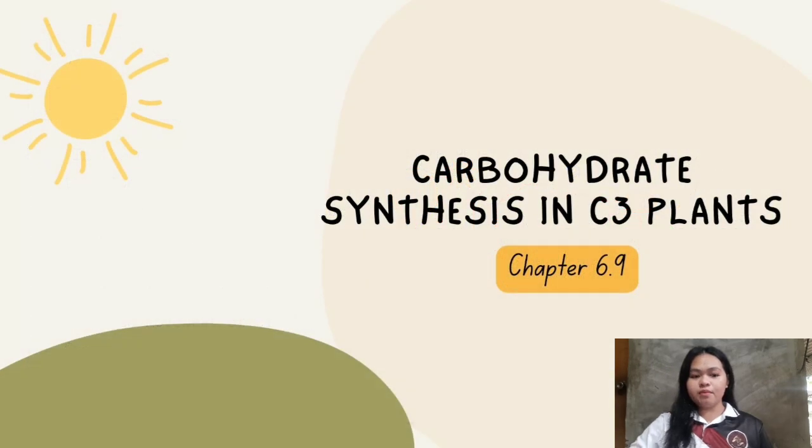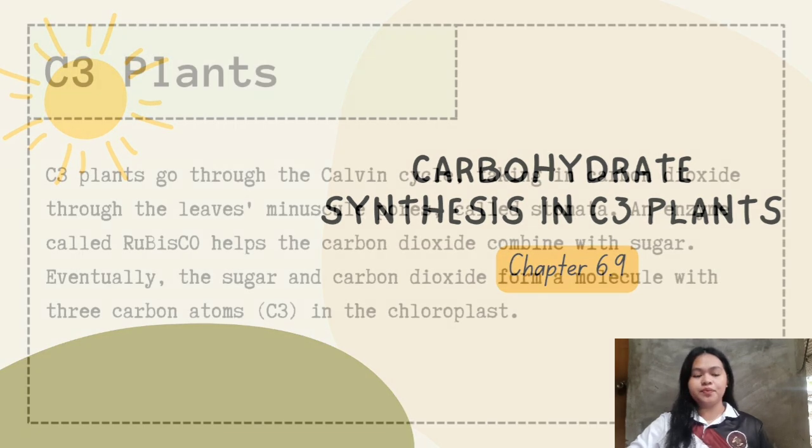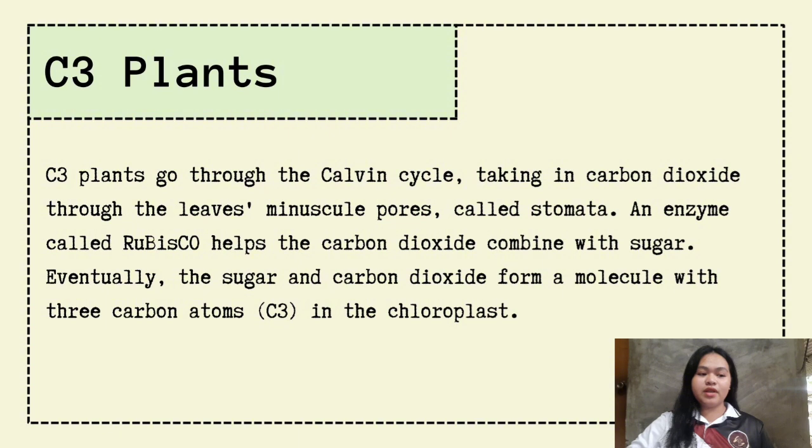Moving on to our next topic, which is chapter 6.9, the carbohydrate synthesis in C3 plants. So, ano nga ba si C3 plants? C3 plants go through the Calvin cycle, taking in carbon dioxide through the leaves' minuscule pores called stomata. An enzyme called rubisco helps the carbon dioxide combine with sugar. Eventually, the sugar and carbon dioxide form a molecule with 3 carbon atoms or C3 in the chloroplast. So, tinawag siyang C3 plants kasi once na nag-undergo siya ng Calvin cycle, may na-form na 3 carbon atoms.